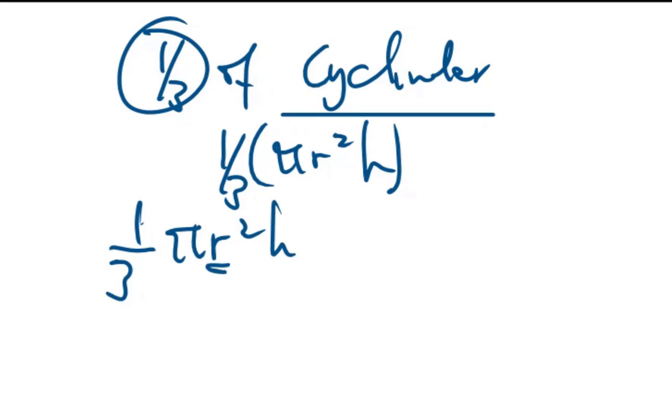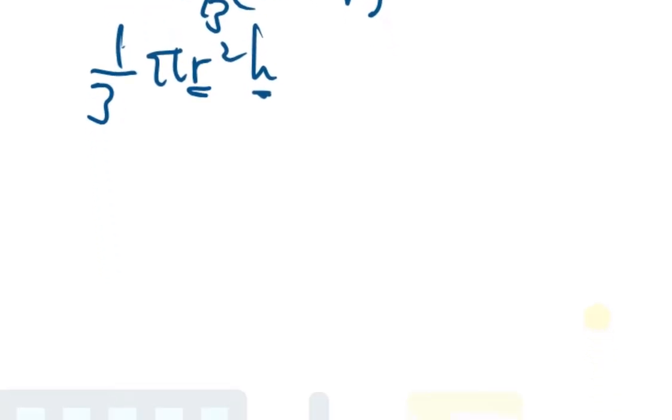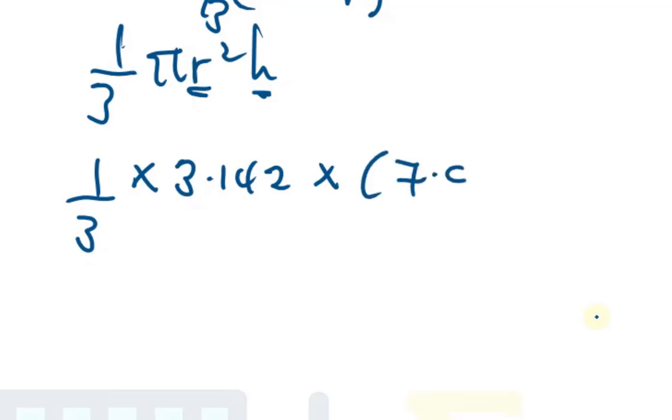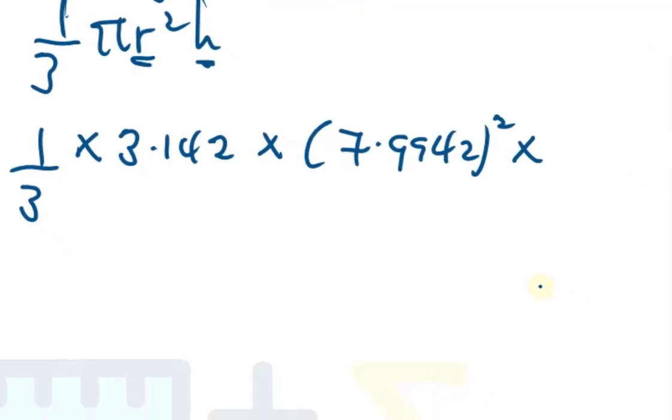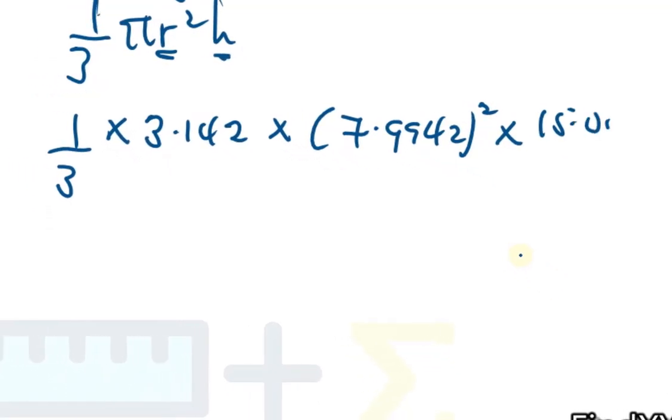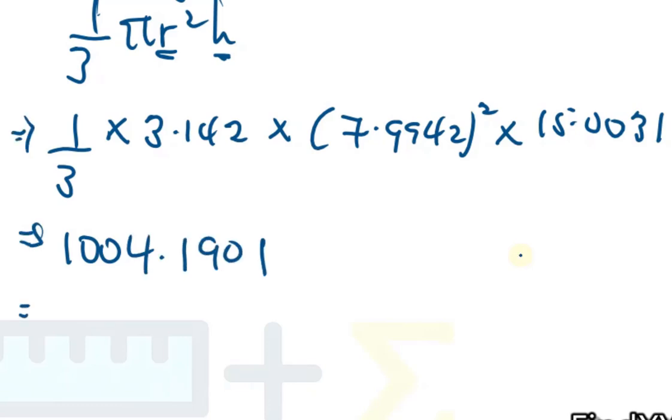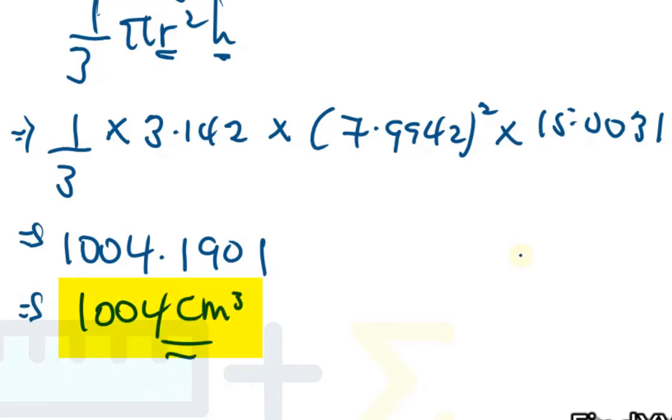Now we know the radius of the cone and we know the height of the cone. So let's substitute that. So 1/3 times pi was given as 3.142. Then please, this r represents the radius of the cone. And what is the radius of the cone? We are going to use 7.9942 all squared times the height, which we know. Please, we are not going to use the approximated value. We are going to use this value, which is 15.0031. Then what will be the volume of this cone? So we have 1004.1901. So our volume will be 1004 centimeters cubed. This represents the volume of the cone.